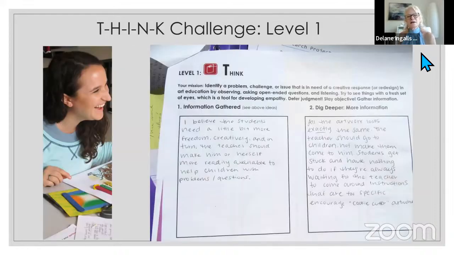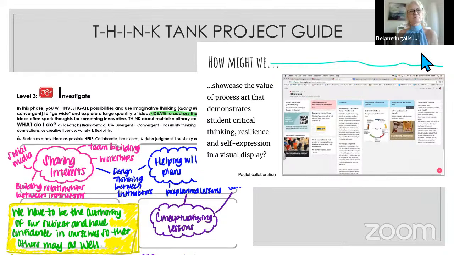And this is just a model that I developed so they can have something to write on, but then they turned this into more of a digital means of doing this, interpreted it as they saw fit. And in a second, I'm going to show you some outcomes, some things that came out of this from different groups. I have them ask "how might we" questions.